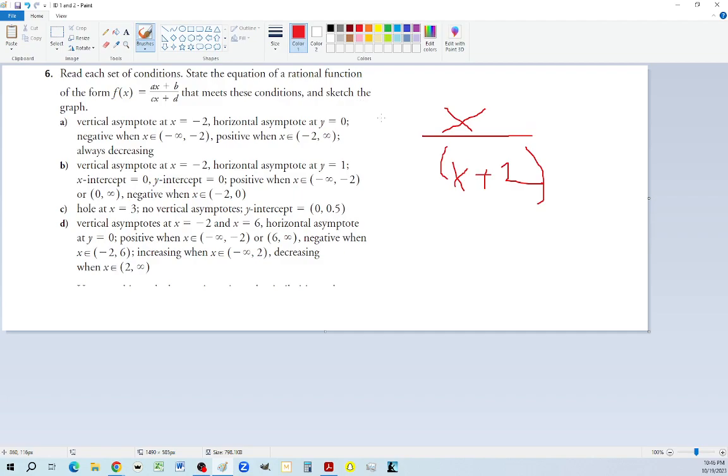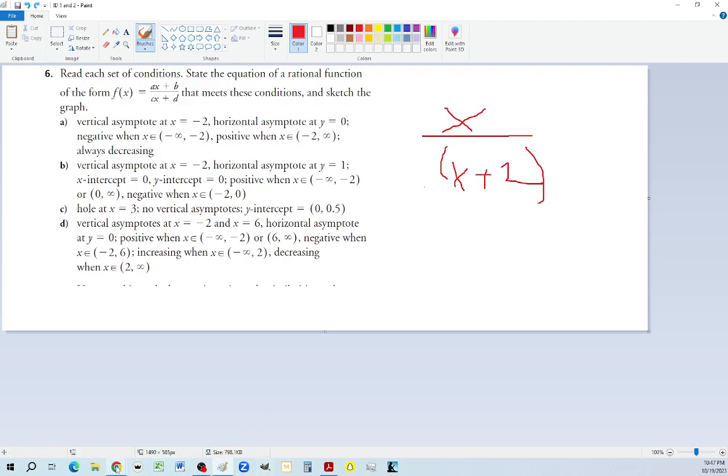Now let's just take a number just to the left of the asymptote. The asymptote's at minus 2. Let's take negative 3. When we get negative 3, we got a negative 1 down here, negative 3 up here, and we're talking positive 3. So that means this works fine for positive numbers to the left of the asymptote. Okay, let's take something just to the right of the asymptote. Let's take negative 1. Negative 1 plus 2 is 1, and then negative 1 up here. Therefore, we got a negative number. So yeah, this works the way it is.